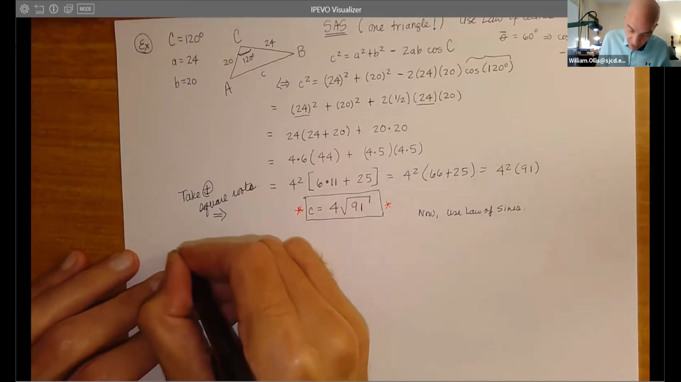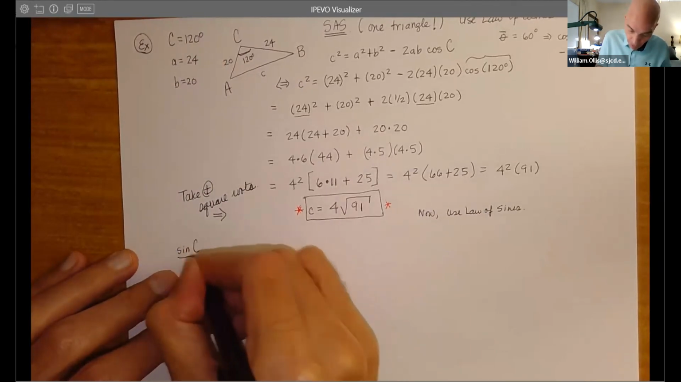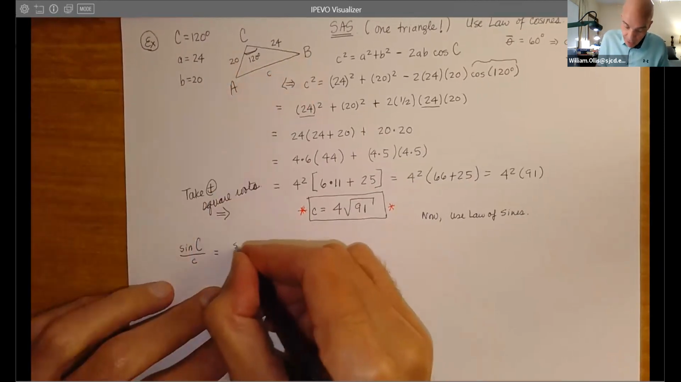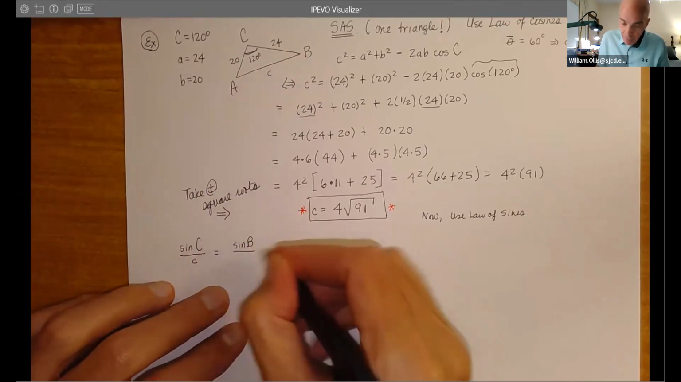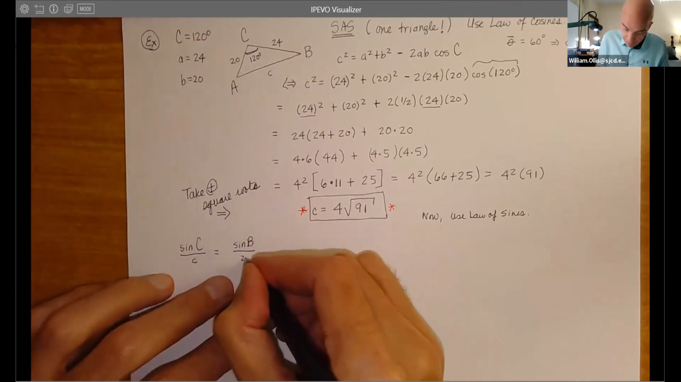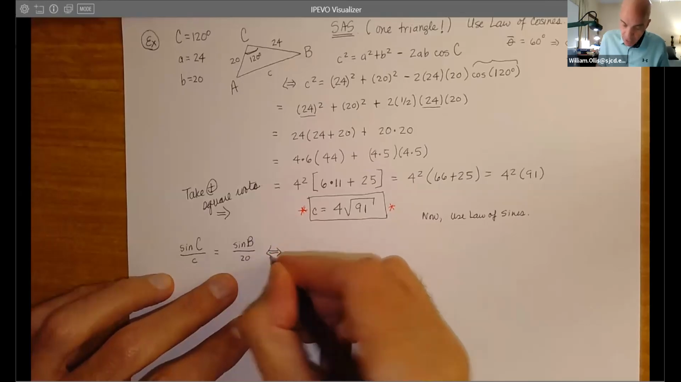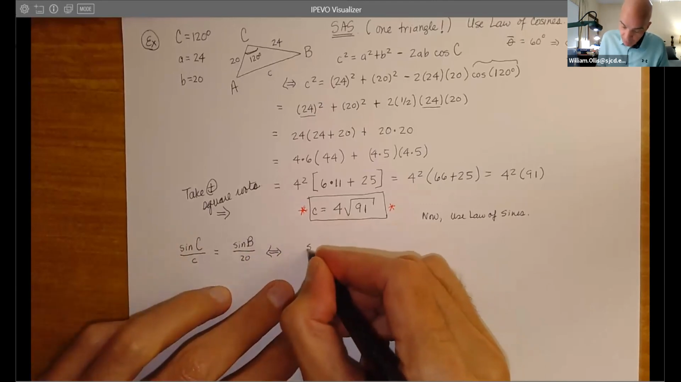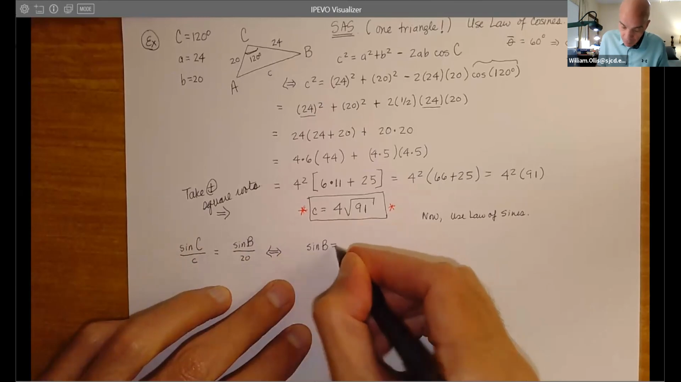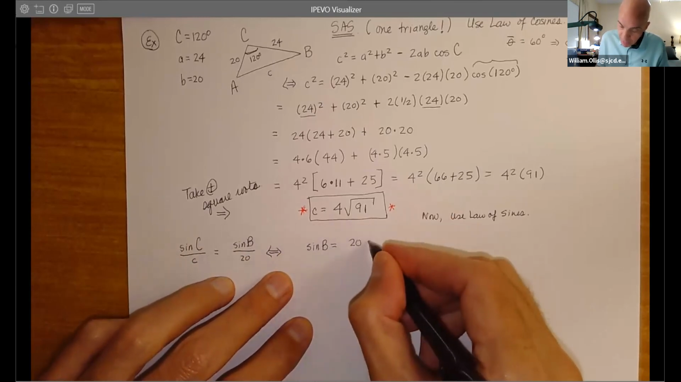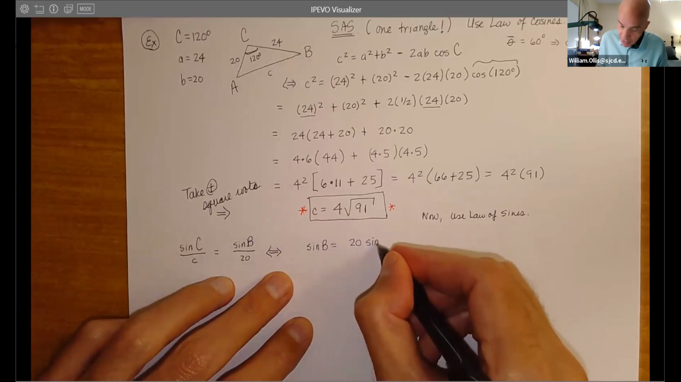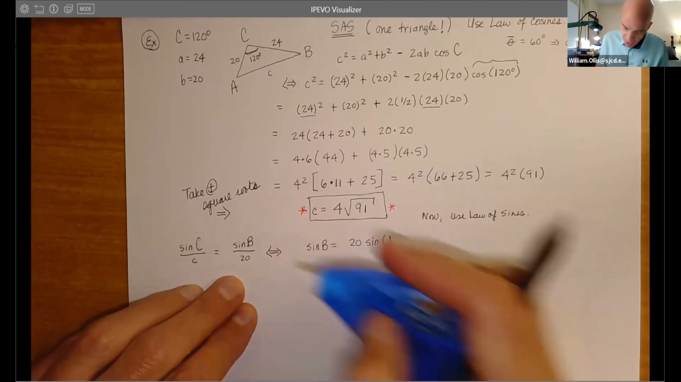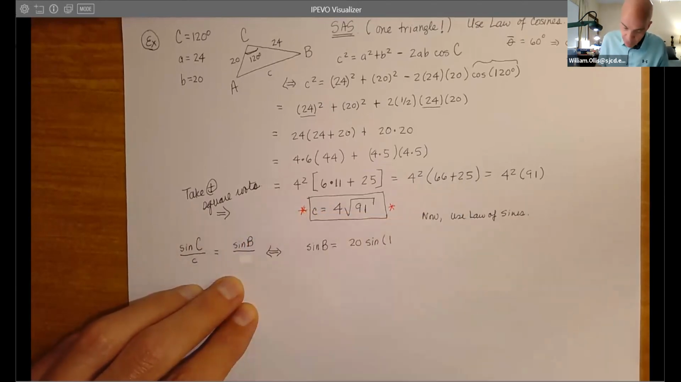So we can do sine of C over C. And if you like, just pick on B, angle B. So that'll be sine of B divided by 20. And so now we can solve for sine of B just by cross multiplication. So sine of B will be 20 times sine of, in this case, let's go ahead and write it in, sine of 120 degrees. Now, of course, I should have just written a B there. Sorry, that's just a B. Keep it abstract.